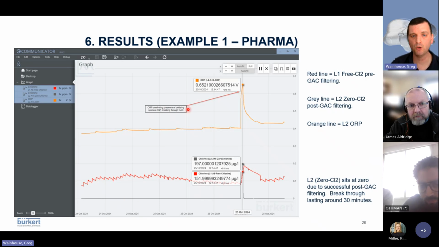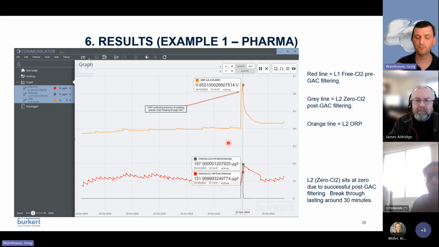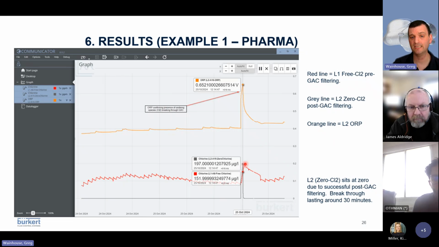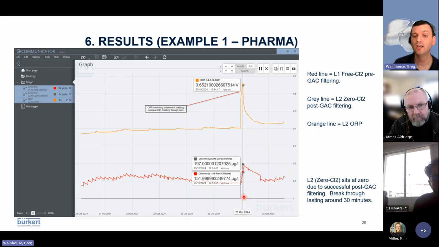Now we also have ORP, which is this orange line at the top, and it is below the threshold of 650 millivolts that we would expect for the presence of an oxidizing species. And you can see that's absolutely fine. But then all of a sudden, we get a spike of just under 200 micrograms per liter, or 0.2 ppm, for a period of about 30 minutes, coming through the downstream chlorine process. And that's been verified by the ORP. It suddenly spiked up to 650 millivolts.